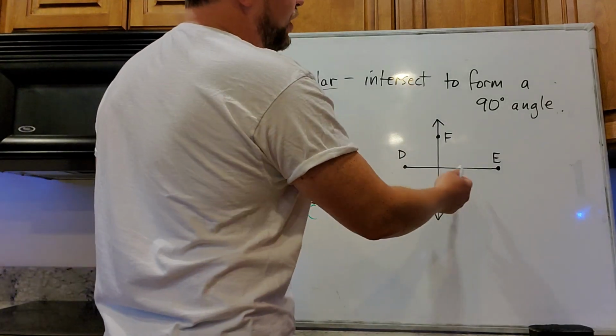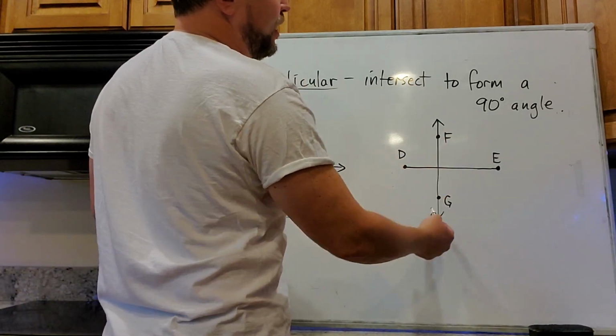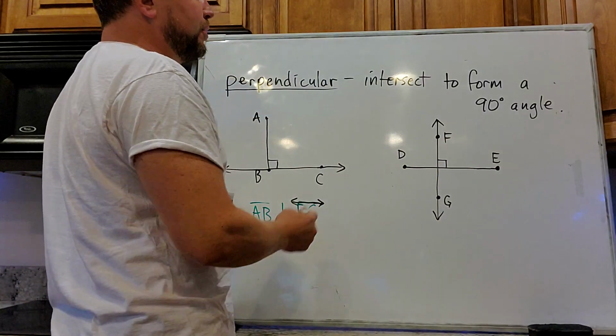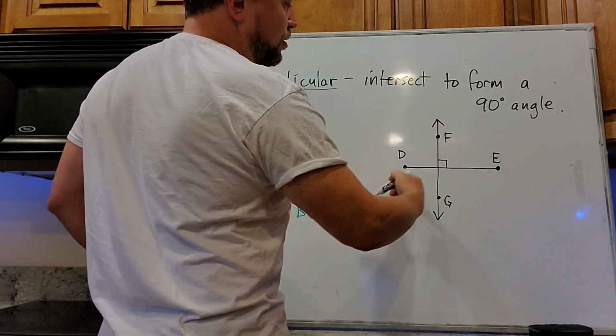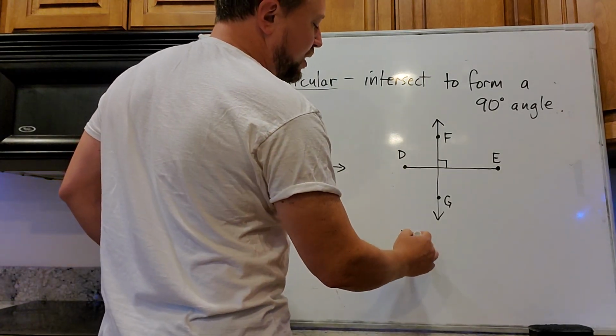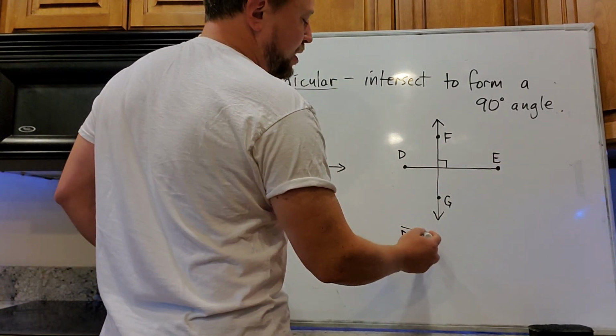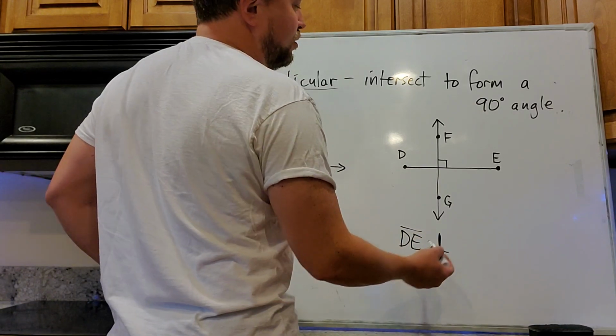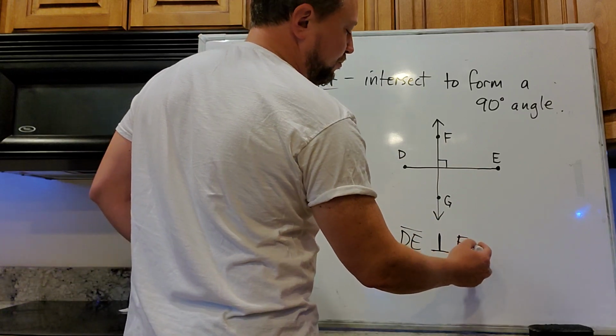Here's an example over here where I've got a segment and a line intersecting, again, to form a right angle here. So we could say they are perpendicular. So again, I would write this one by saying segment DE is perpendicular to line FG.